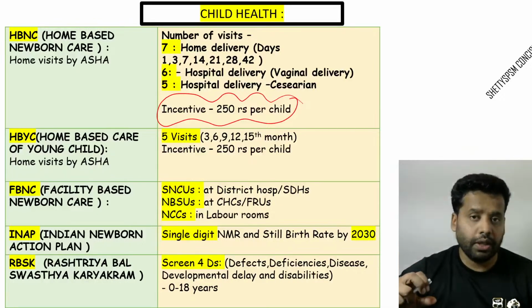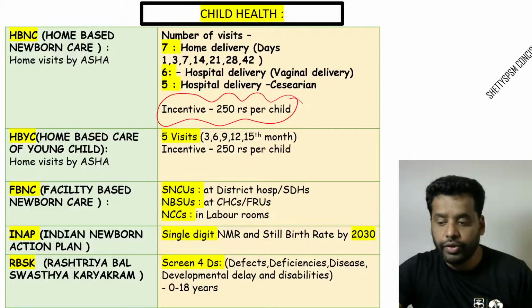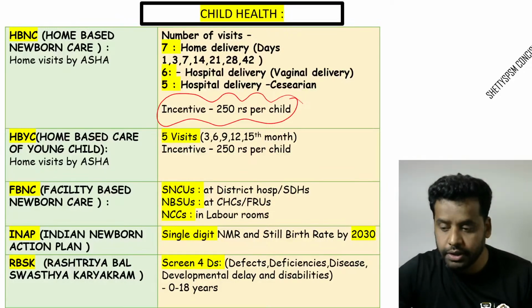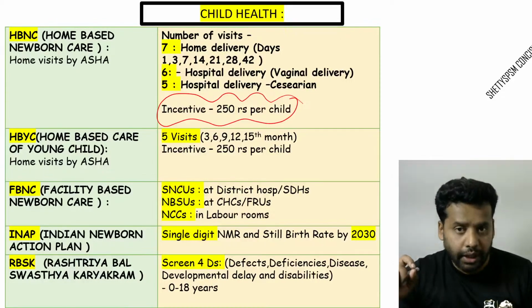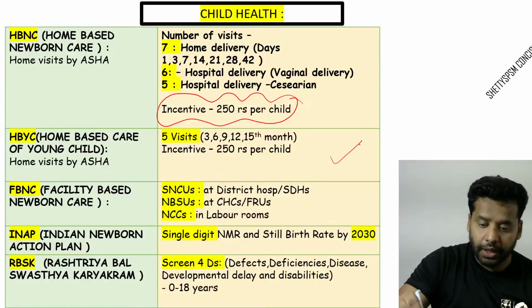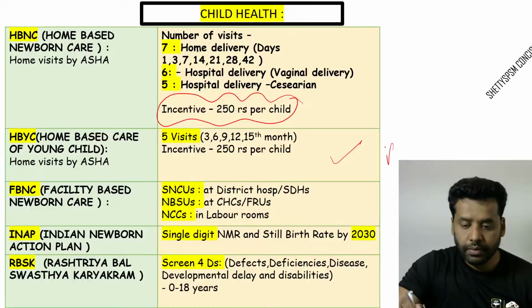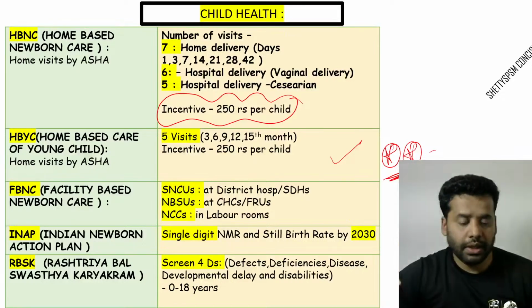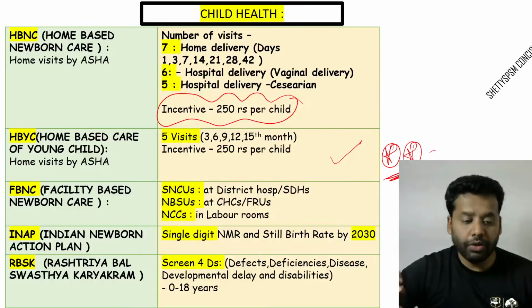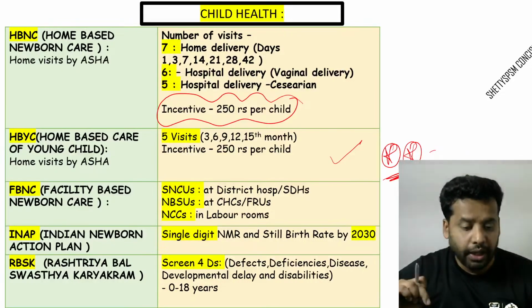Here also the Asha worker is given incentives, 250 per child. Again remember this, it is 250 per child, again for Asha worker incentives. Highlight this word: incentives for Asha workers.